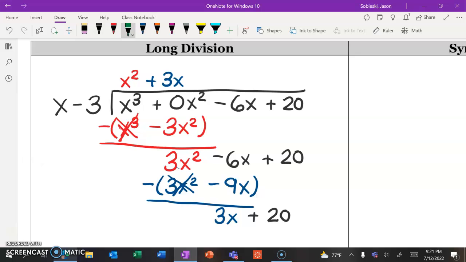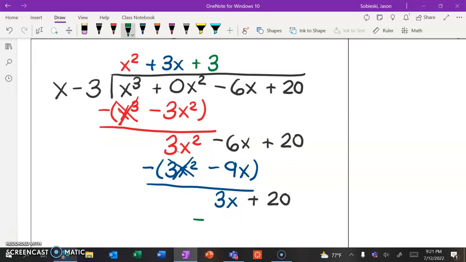I'm going to switch to our third color. And once again, we have to think, x times what will get us to a 3x? Hopefully you're thinking x times 3 will give us a 3x. Okay, once again, we're going to put our minus sign, parentheses, and do some multiplication. So x times 3 gives us 3x. And lastly, negative 3 times positive 3 will give us a negative 9.